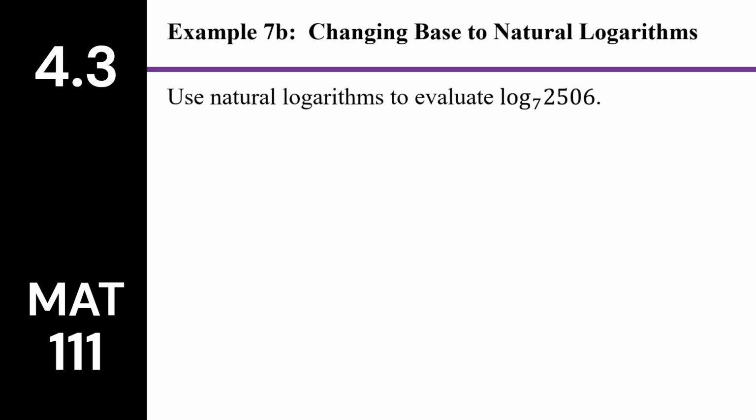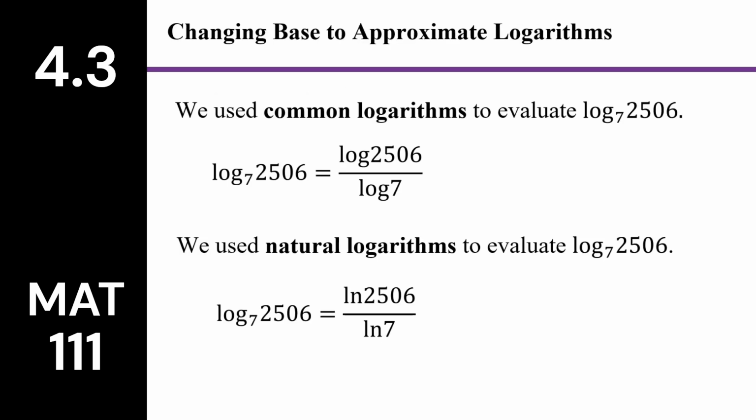In example 7b, we want to change the base to natural logarithms. So we write it as the natural log of 2506 over the natural log of 7. Our calculator has a natural log button, and when we use that to simplify, we get 4.02. So notice that when we used our change of base law, it didn't matter whether we used common logs or natural logs. In either case, we get the same answer.